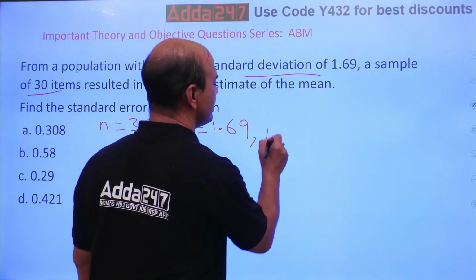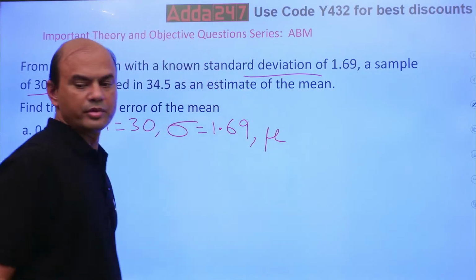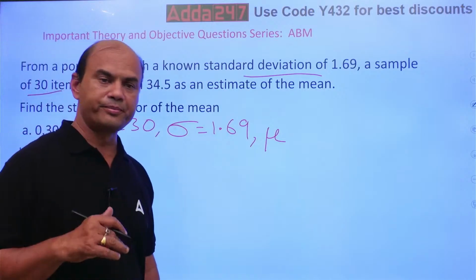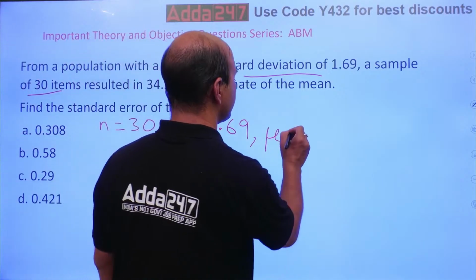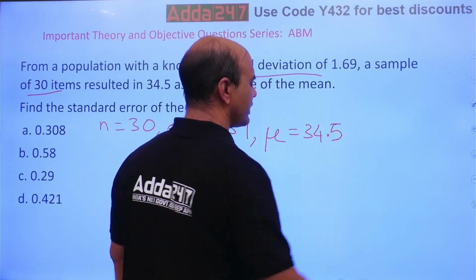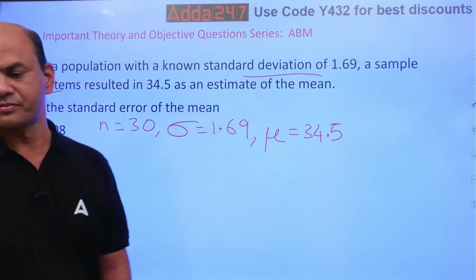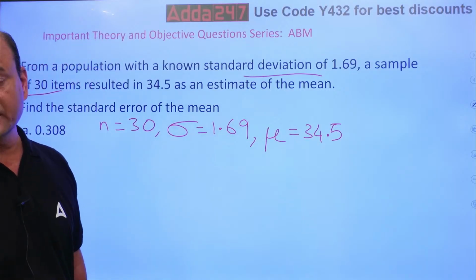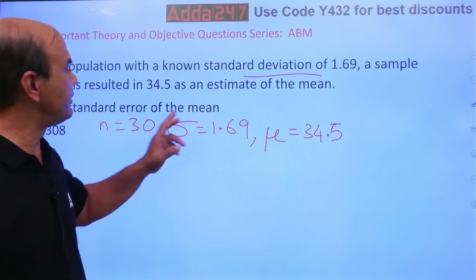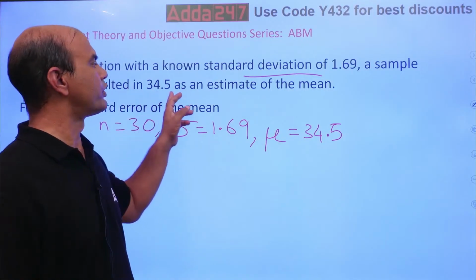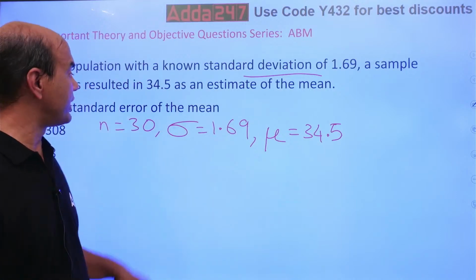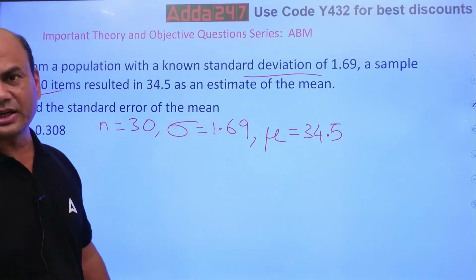And what next? Mean. Mean is written as mu. Mean is always written as mu. So that is equal to what? 34.5. Okay. So what is given? Standard deviation is 1.69, 30 items, and mean resulted in 34.5. Now what you have to find? Standard error. What is the formula for standard error?